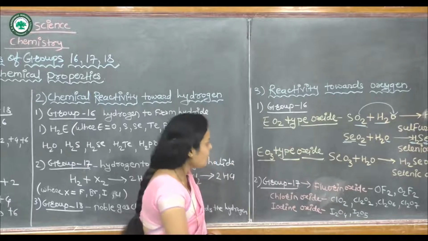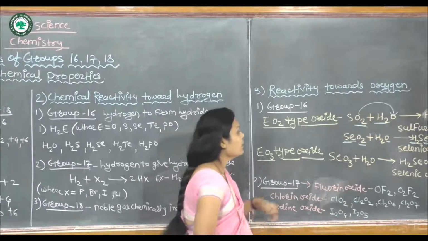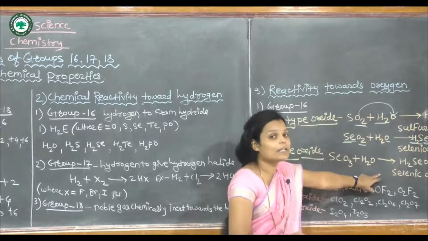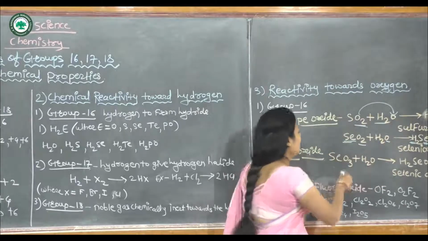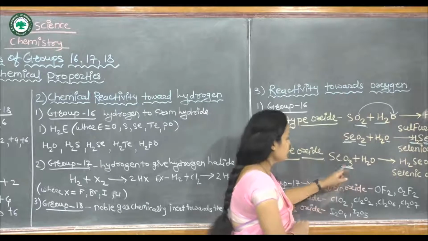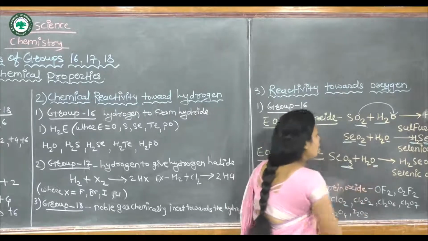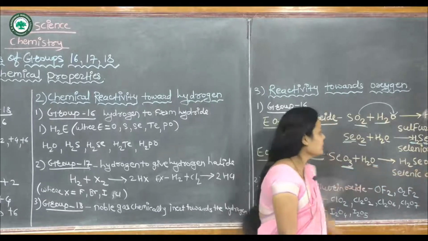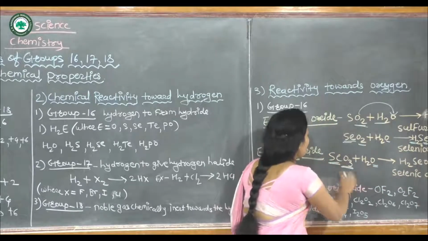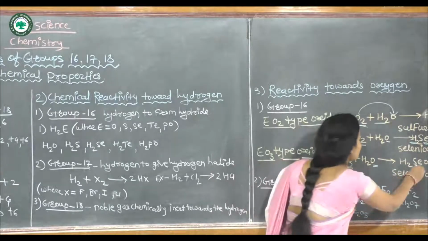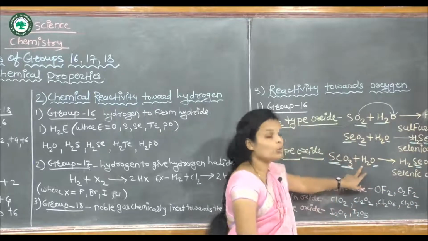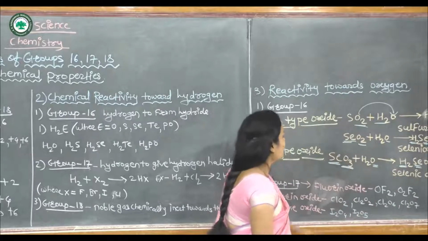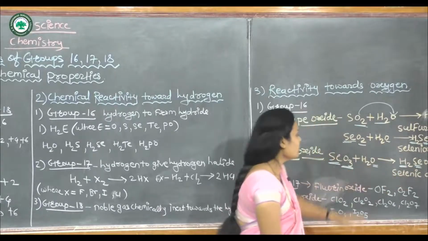Here is the formation of selenic acid. Here is also selenious acid, and this is the selenic acid. Now in this there are 4 oxygen atoms, 1 selenium, and 2 hydrogen atoms. Now selenic acid is formed.